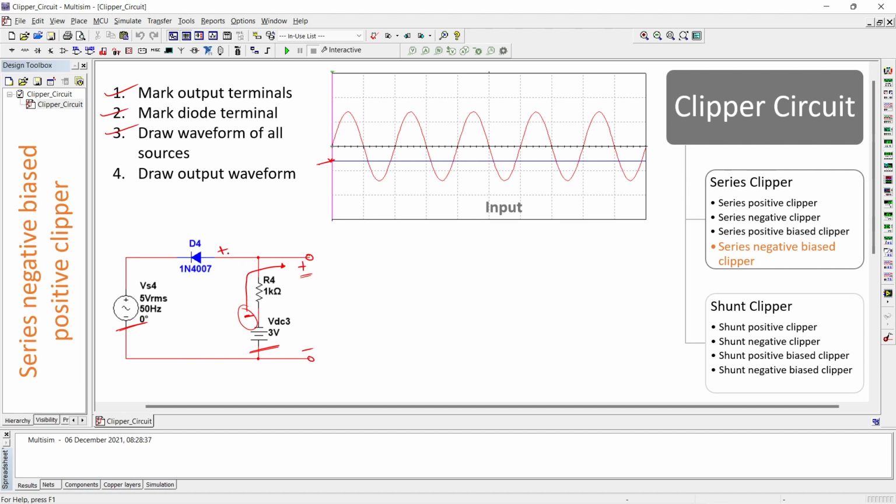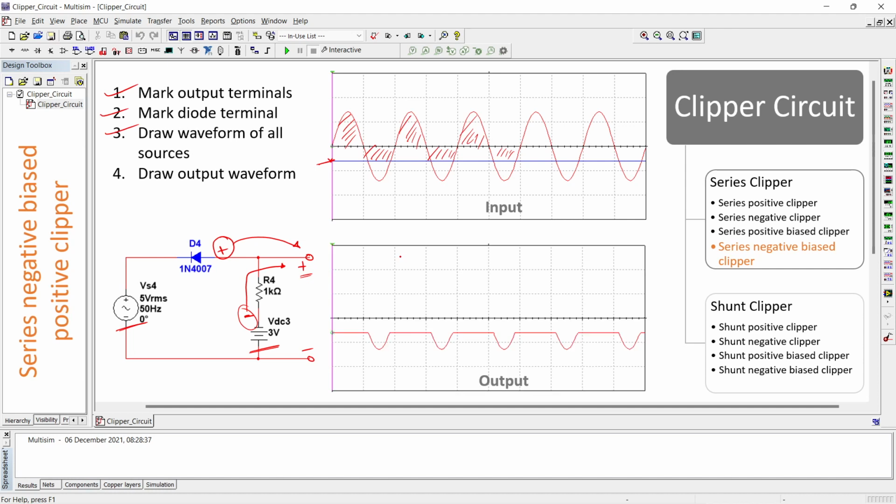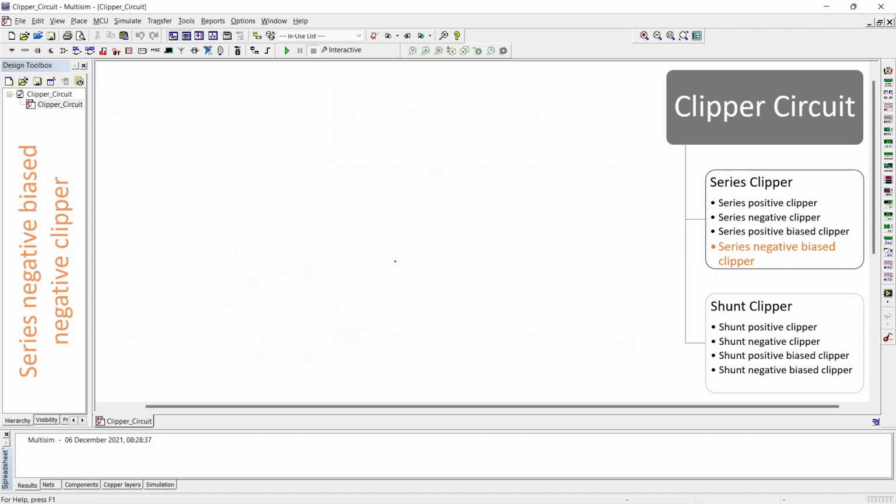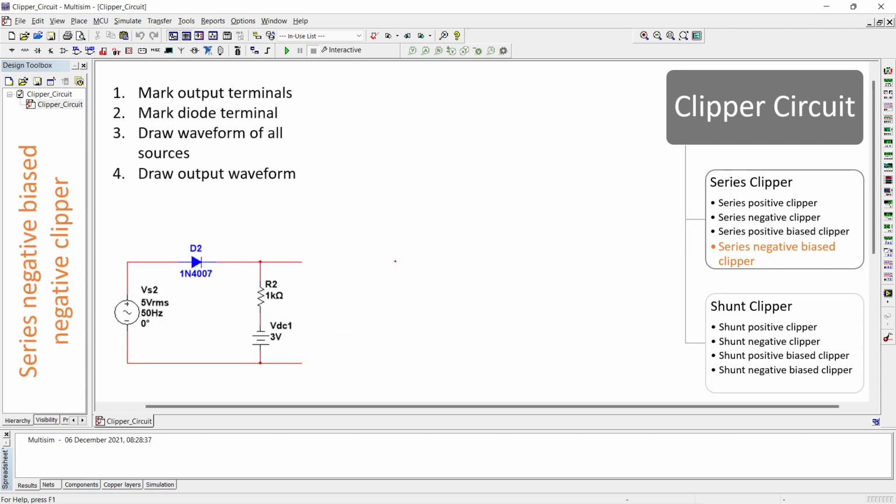Now step number 4, which terminal of diode is facing the output? The positive terminal. That means all the lines above this should be removed, and the output waveform will look like this. So this is series negatively biased positive clipper. Now we'll go for series negatively biased negative clipper.